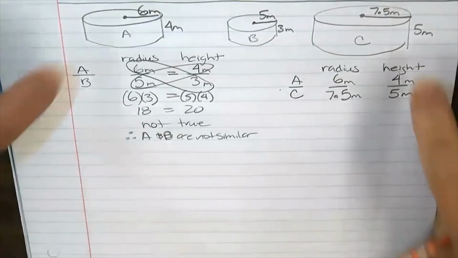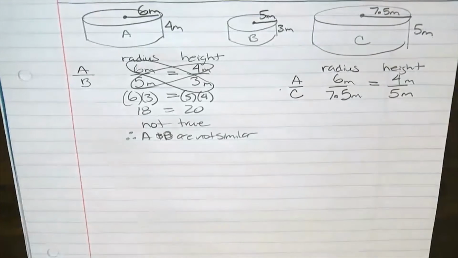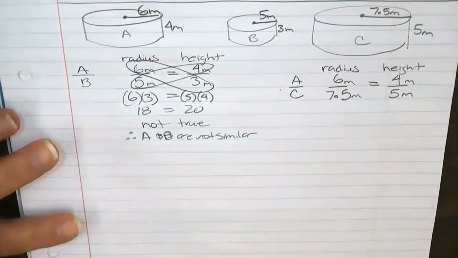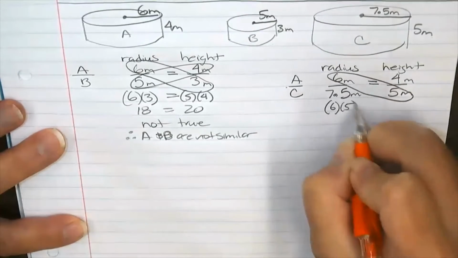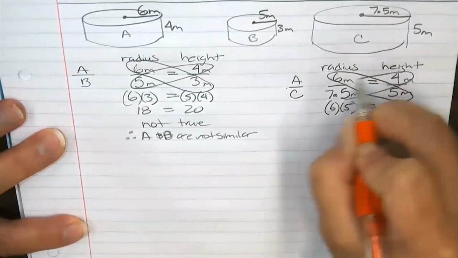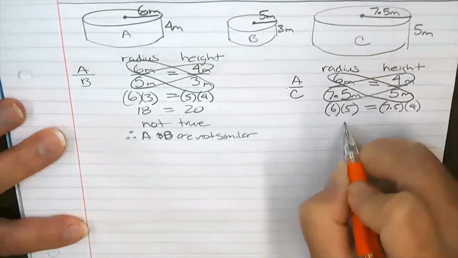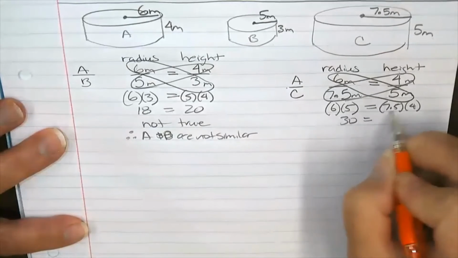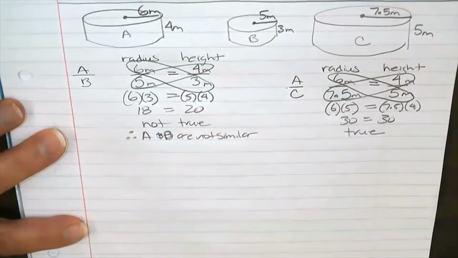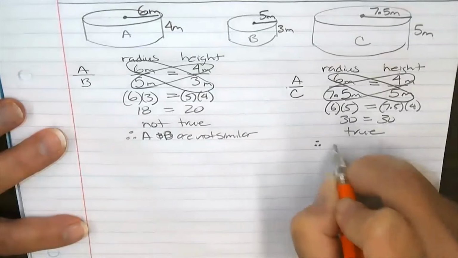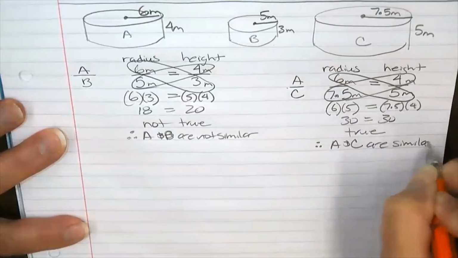Now, if these are similar solids, they should create equivalent fractions. So to test equivalent fractions, 6 times 5 should equal 7.5 times 4. 6 times 5 is 30. 7.5 times 4 is 30. Oh, look at that. This is a true statement. Therefore, A and C are similar.